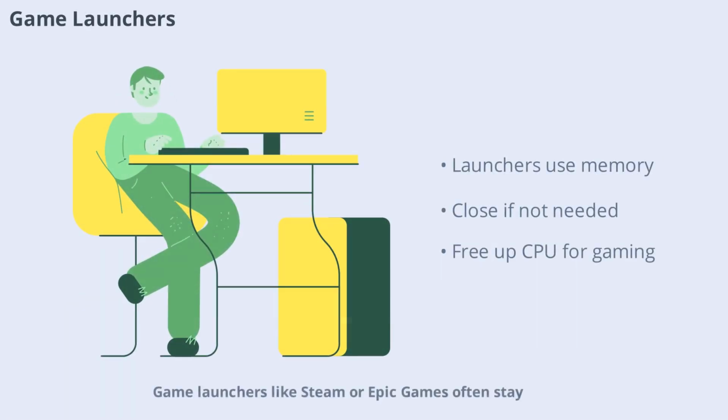Game launchers like Steam or Epic Games often stay open in the background after you launch a game. While some features like friends lists or updates are useful, they can use resources. If you don't need these features while playing, consider closing the launcher to free up memory and CPU.